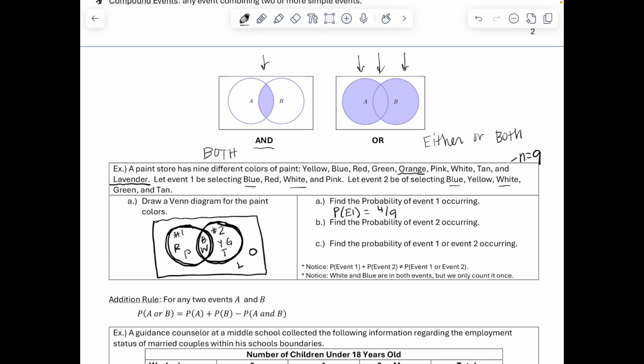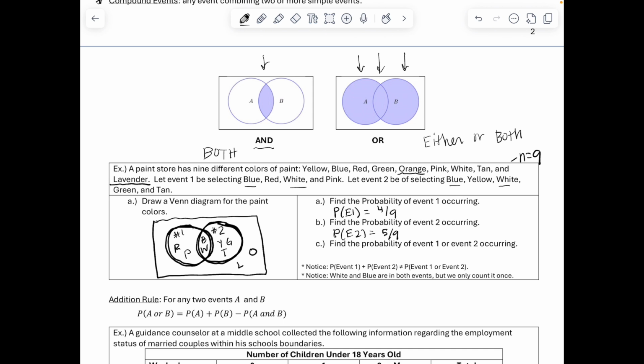But now for part B, it says find the probability of event 2 occurring. And so if you look at all the colors in event 2, there was 5. So the probability of event 2, there was 5 divided by our total number of colors, which was 9.